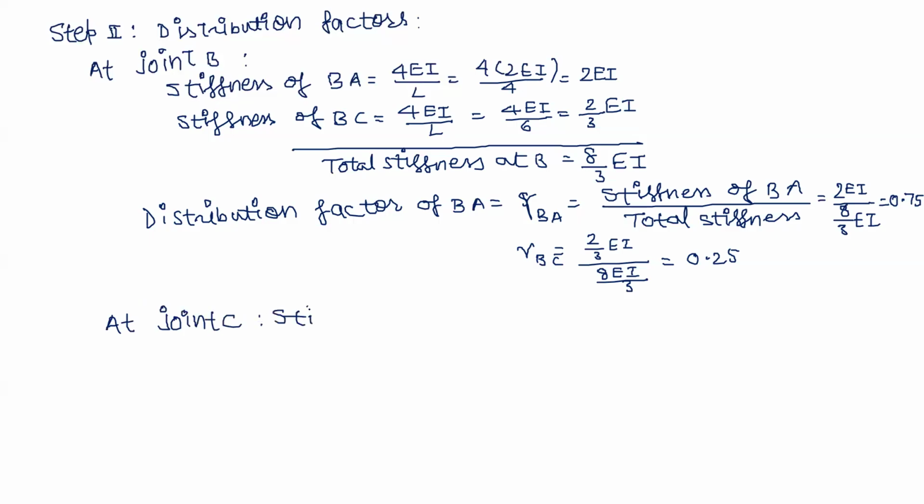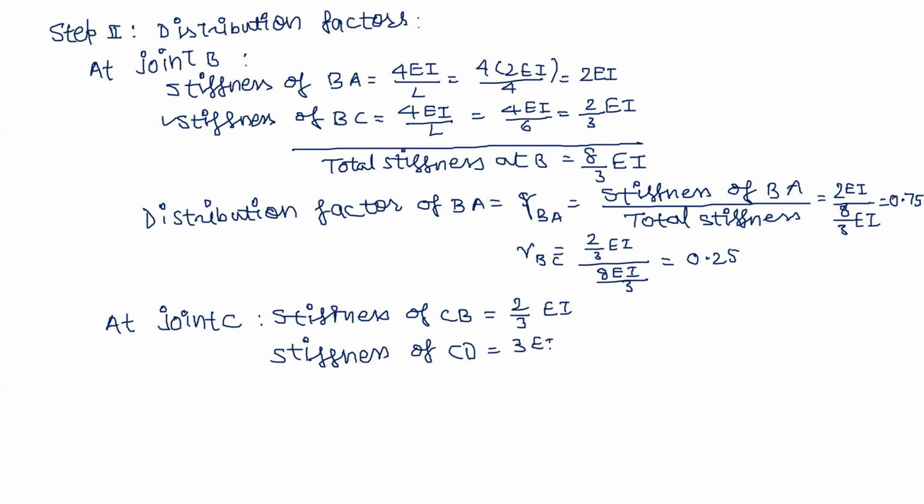Then we have at joint C, stiffness of CB, we have same as stiffness of BC. So it will be 2 by 3 EI, no change. Stiffness of both BC and CB should be same. And then we have stiffness of CD. Now as we have D simple support, so it will be 3 EI upon L. We have 3 EI upon L, we have 3, so it will be 3 EI.